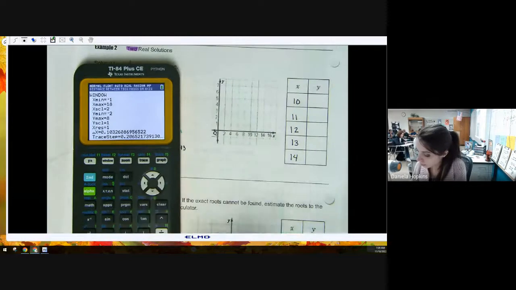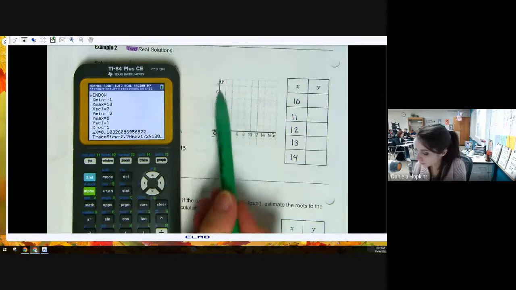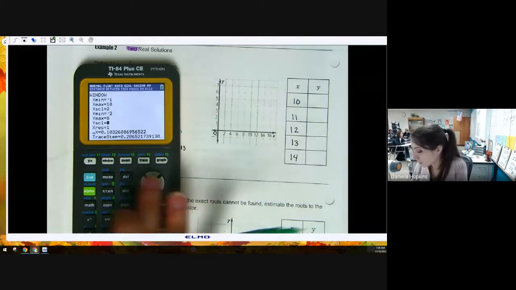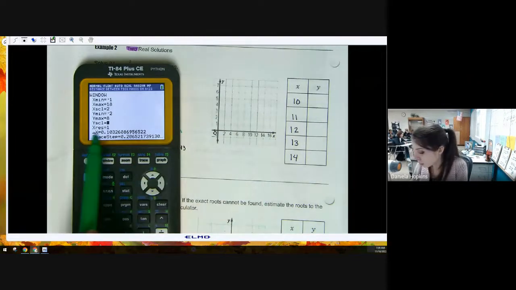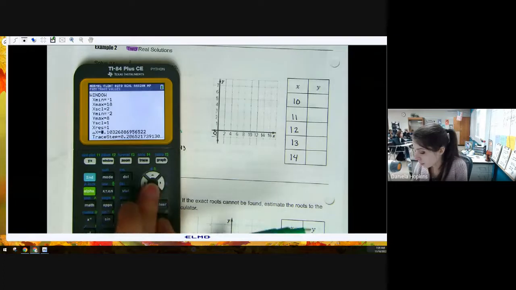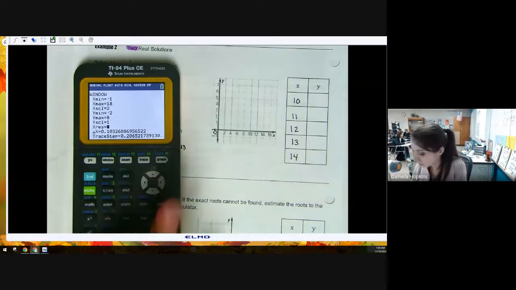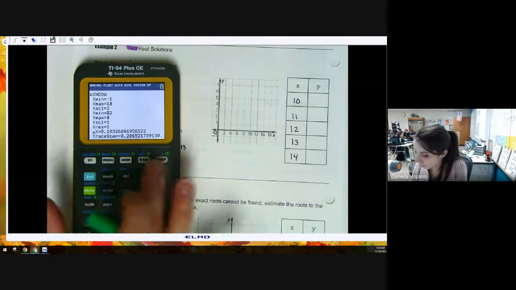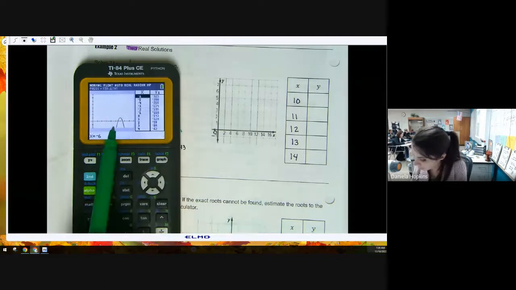And what am I counting by on my Y axis? 1. So you don't have to change this. The Y scale is just 1. Don't change these other ones ever. I think these have to do with like resolution and stuff. Don't change those. So then if I hit second table, first of all, now my graph matches that.